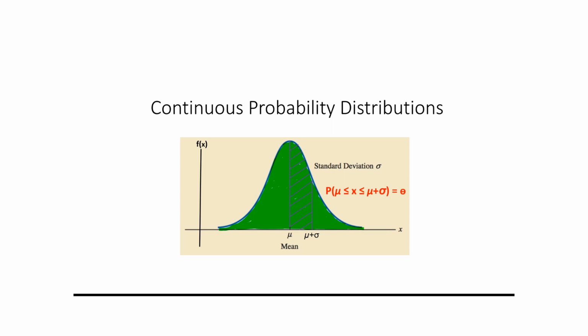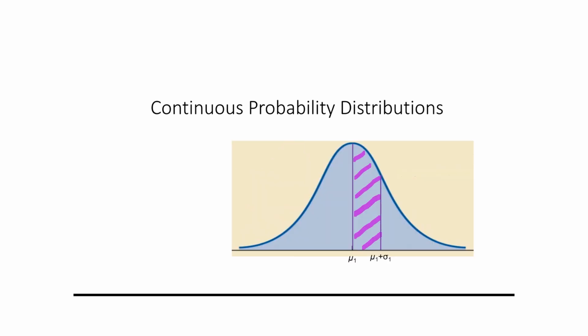Because the normal distribution is symmetric around its mean, the proportion of x values between the mean and mean plus 1 standard deviation is going to be the same as the proportion of x values found between the mean and the mean minus 1 standard deviation.